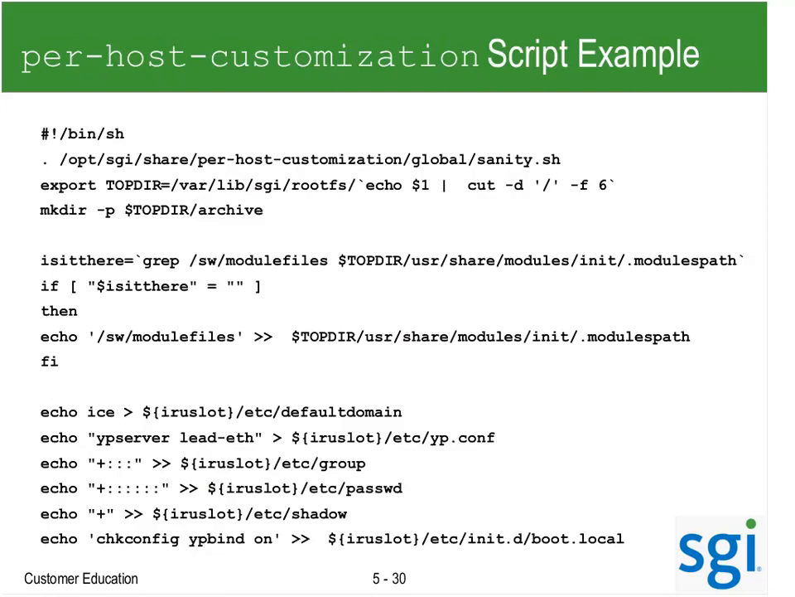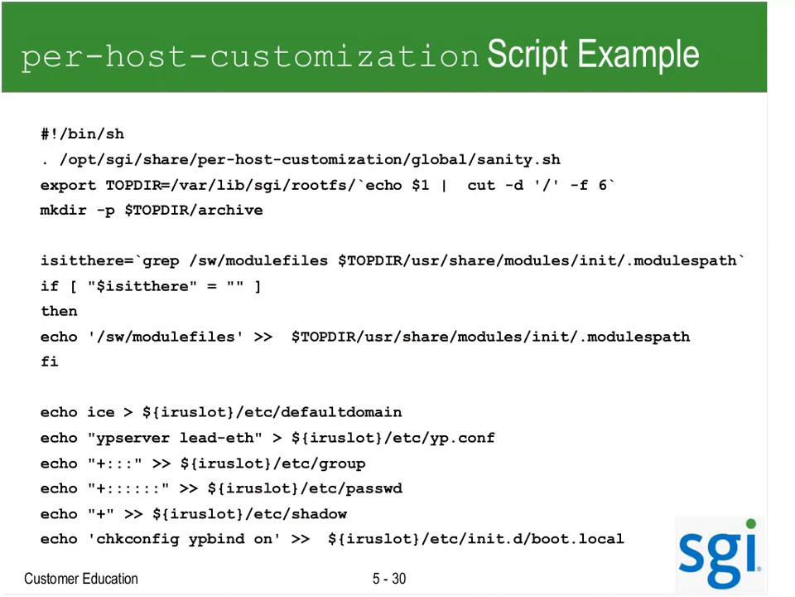So this is the per host customization script example. We had a post install and a per host script. In here, the first thing it's doing is a sanity check. And then I'm getting my top directory. Now passed into these scripts, $1 is going to be my root directory.